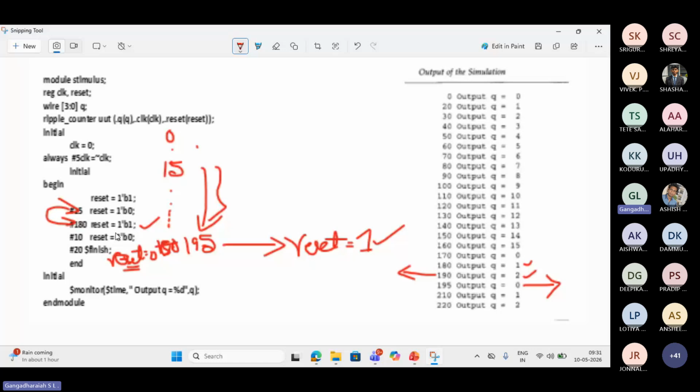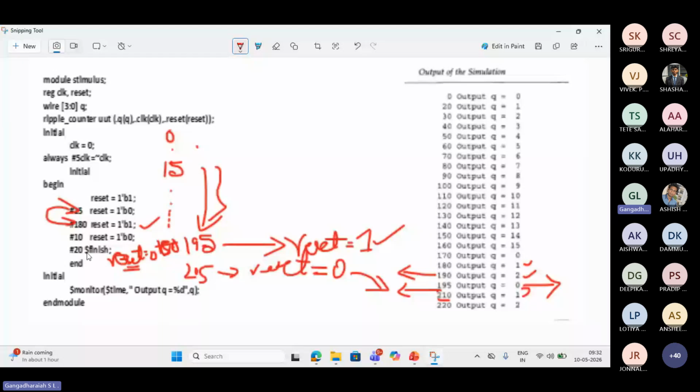After another 10, at 205, again I am making my reset 0. If my reset is made 0, it should count again. At 205, the next captured event is at 210. It becomes 1 now because my reset is 0.